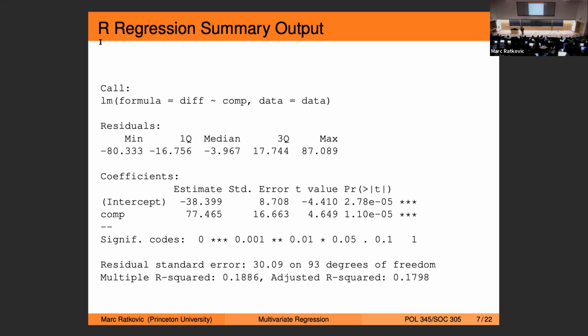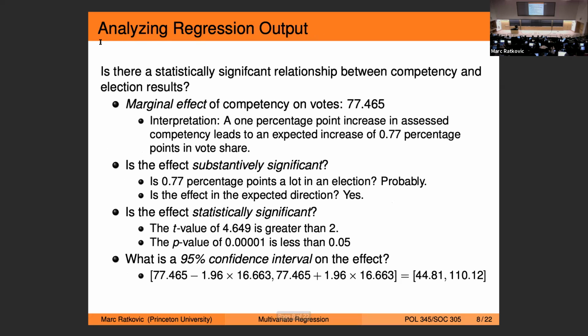So let me go ahead and flip to the next slide, which is going to go through the interpretation of the regression coefficient on that competency measure in a way that I'll be expecting of you, and in a way that you'll be doing whenever you run a regression analysis. So we're going to do this with one coefficient, then talk about what this means with multiple coefficients. The coefficient itself is 77.465, which is the marginal effect of competency on vote share. So how do we interpret it?